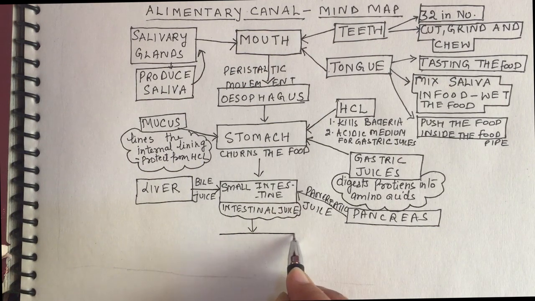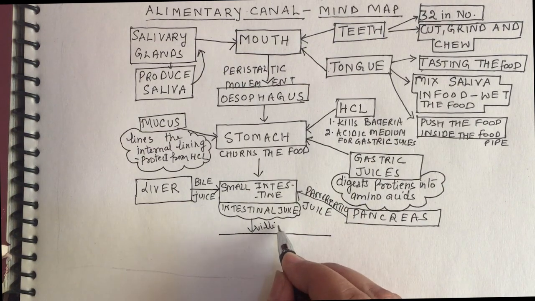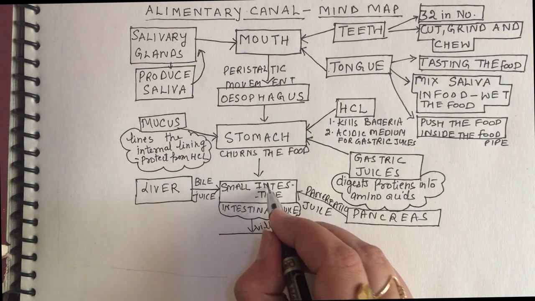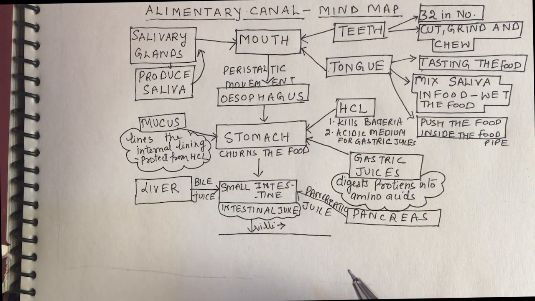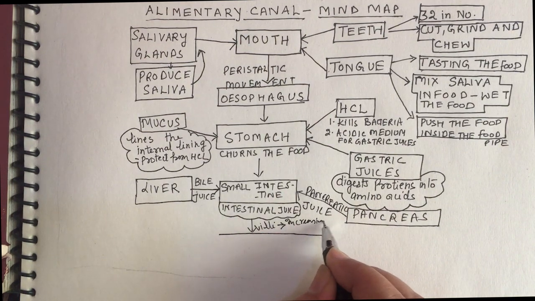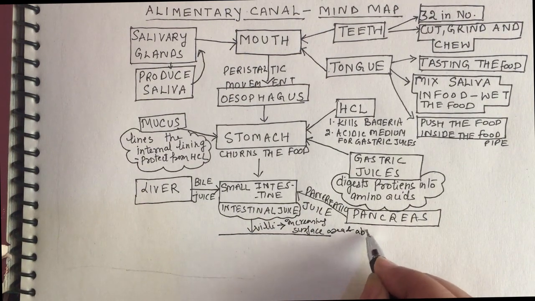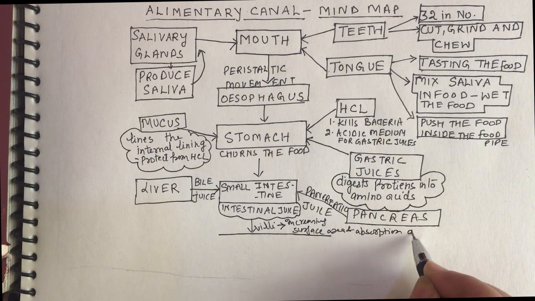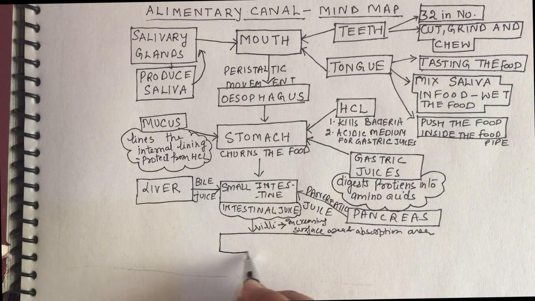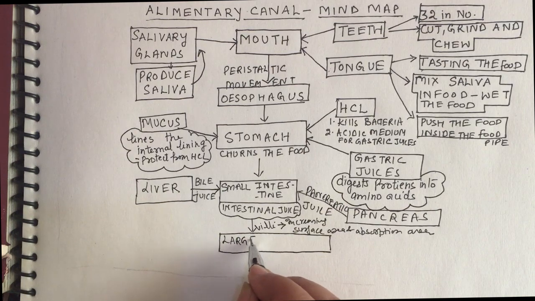Now the food goes into, now I am mentioning here villi. This will help you in remember. Now when the food is going through small intestine, the small intestine has villi present on its wall, which helps in increasing the surface area and absorption area. What we will do, we will highlight some places here so that it will be very clear to you later on. And this is large intestine.